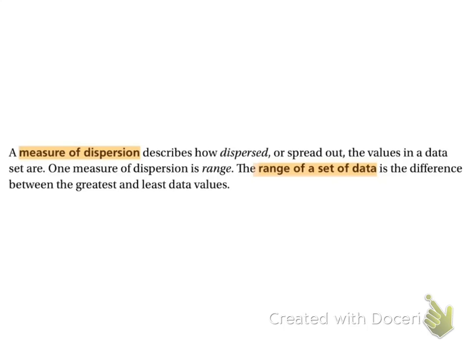Okay, so a measure of dispersion. If I went outside with a group of students and I said disperse, they would know to separate, right? To spread out. So our measure of dispersion tells us how spread out our data is. One way we do that is using the range. The range of a set is when you take the biggest number and you subtract the smallest number.